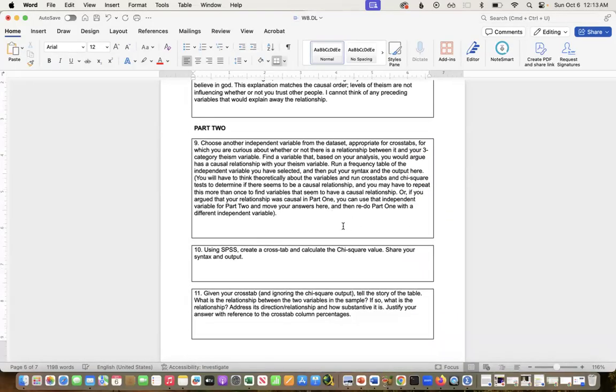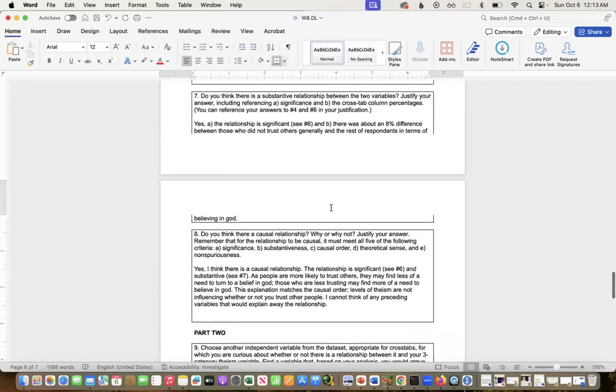Okay, let's look at part two. This one is the exact same as part one, except that it has to be a causal relationship. So if I were to do one and it turns out not to be causal, I can't use it for part two. So I have to run some different crosstabs and chi-squares and look at them until I find one that I think is causal.